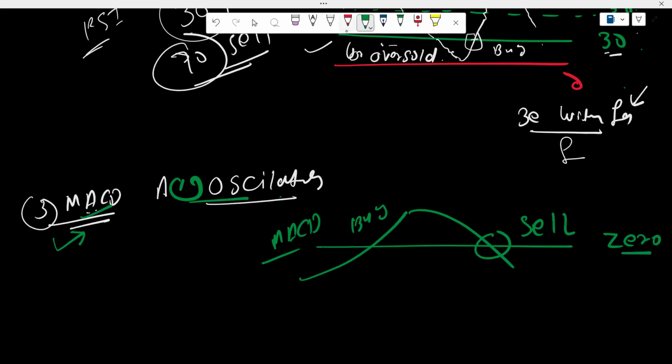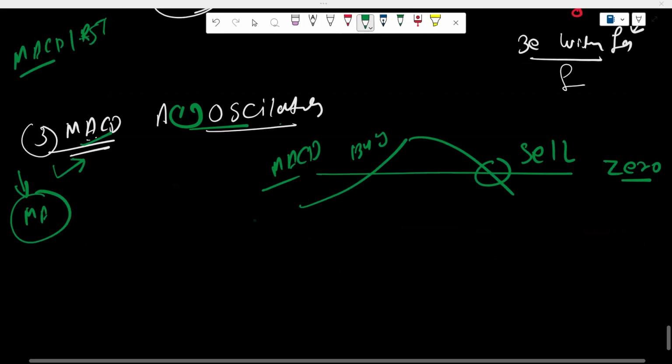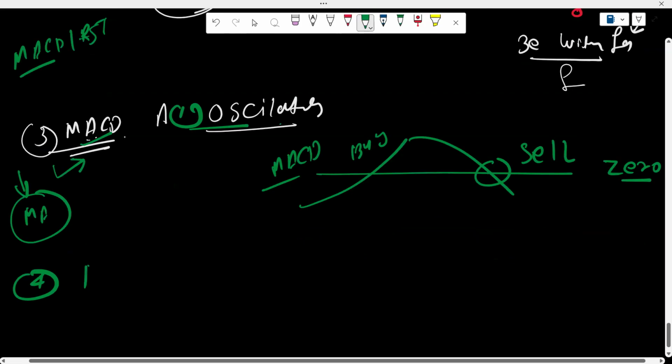Combine MACD with RSI, and combine MACD with moving average. On moving average you can take a trade, individually also on moving average you can take a trade. You can take a trade on 7, 13, 26. So these three are the famous indicators, and the fourth one I'll show you on the chart only: pivot, support and resistance.